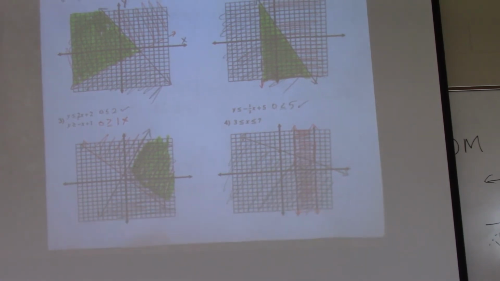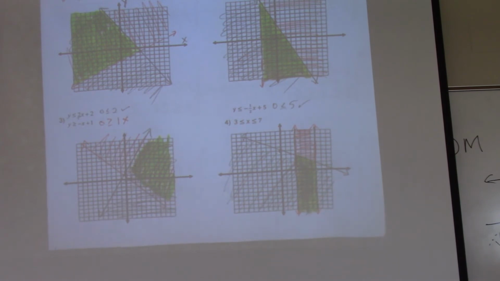So my solution is just the double shaded region, which is here. That's it. That's actually it for the notes too. What do you guys think?